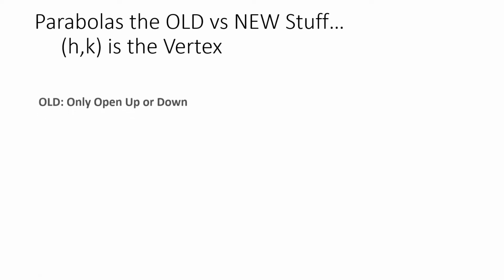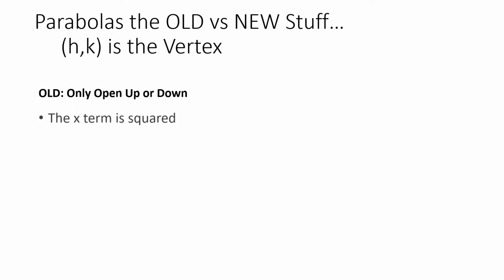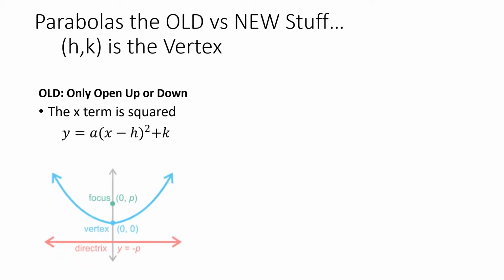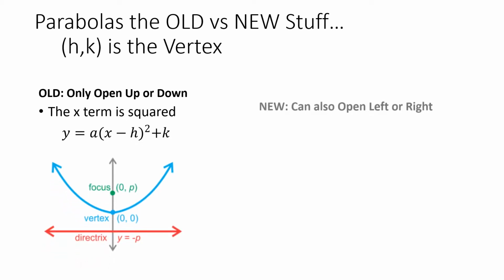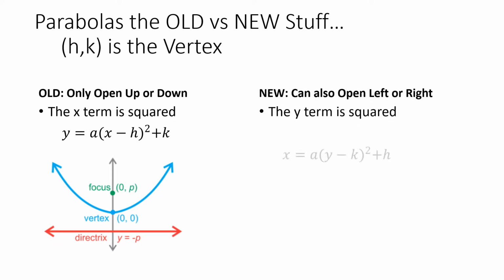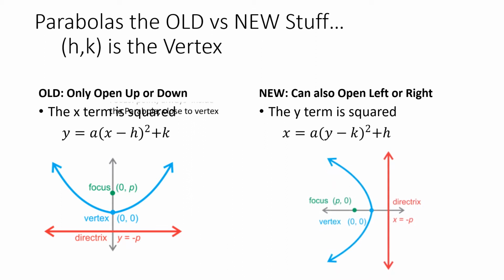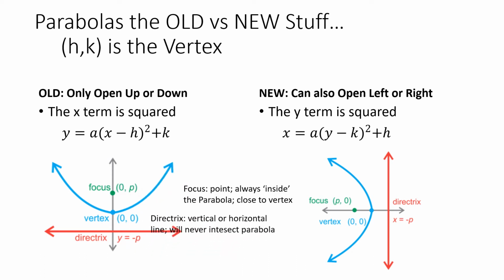All right, so on to slide two. This is the old versus the new. With the old parabolas, it was only up or down that they opened, and we were used to the x term being squared. Now with the new parabolas, the other type, you're going to see that the y term is squared, and those parabolas are going to open to the left or to the right.